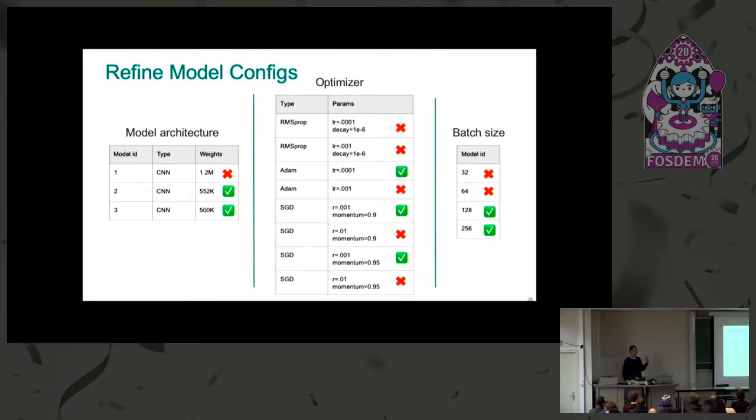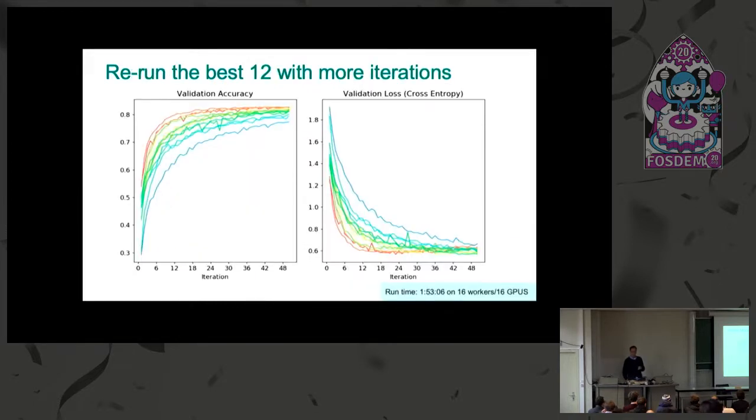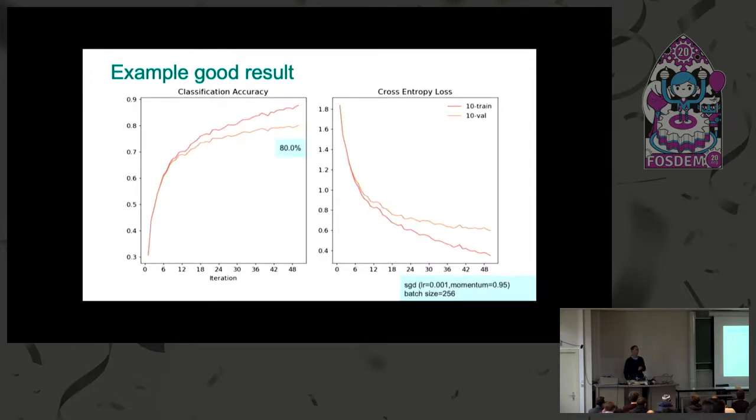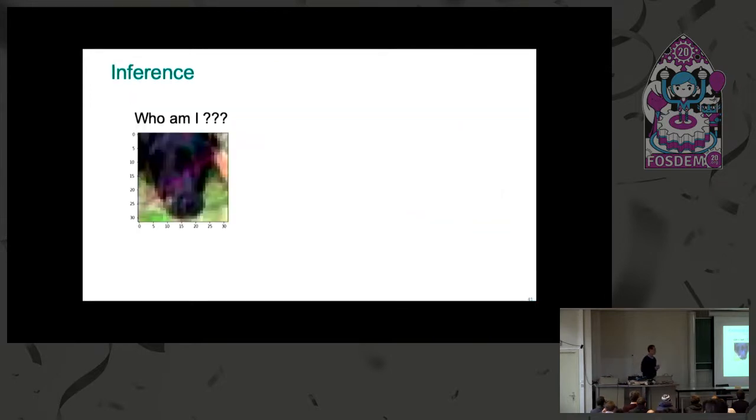We refine the model configurations that we want to run based on the good ones we saw, and then it's a smaller number. We're going to run just 12 of them, and we can pick a good one from there because these are ones that overfit less. So here's a sample good result. It's now on the order of 80%, with a modest amount of overfitting. We can do inference on it, which is prediction. And what does this look like? A dog. Yeah, and the model says it's a dog too.